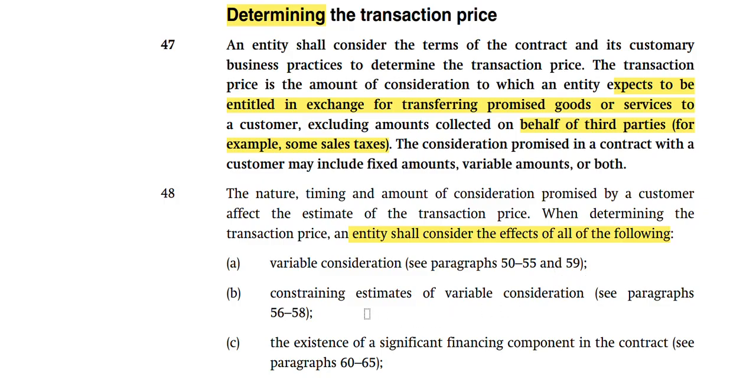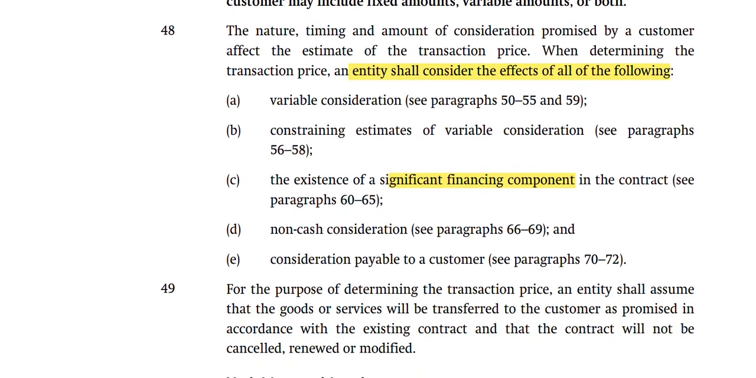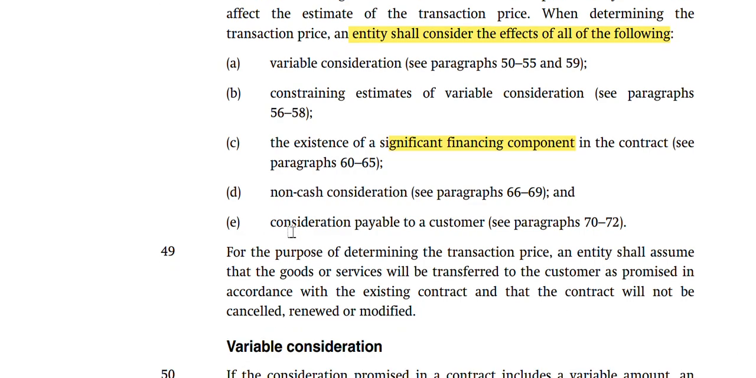The constraining estimates of variable consideration, the existence of a significant financing component in the contract, non-cash consideration, and consideration payable to the customer. For the purpose of determining transaction price, an entity shall assume that the goods or services will be transferred to the customer as promised in accordance with existing contracts, and that the contract will not be cancelled, renewed or modified.